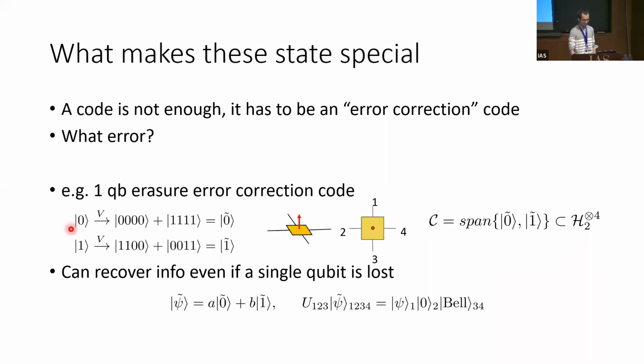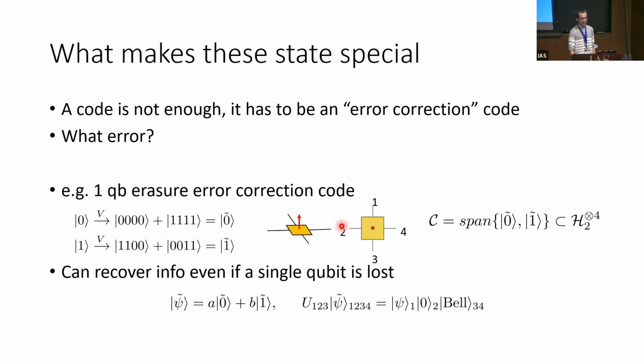In this example, we'll encode the 0 state into this GHZ state and call it 0 tilde, and then we'll encode the 1 state into some similarly GHZ-like state and call it 1 tilde. And together with these states, you can define a code subspace, and that defines what the quantum code is.